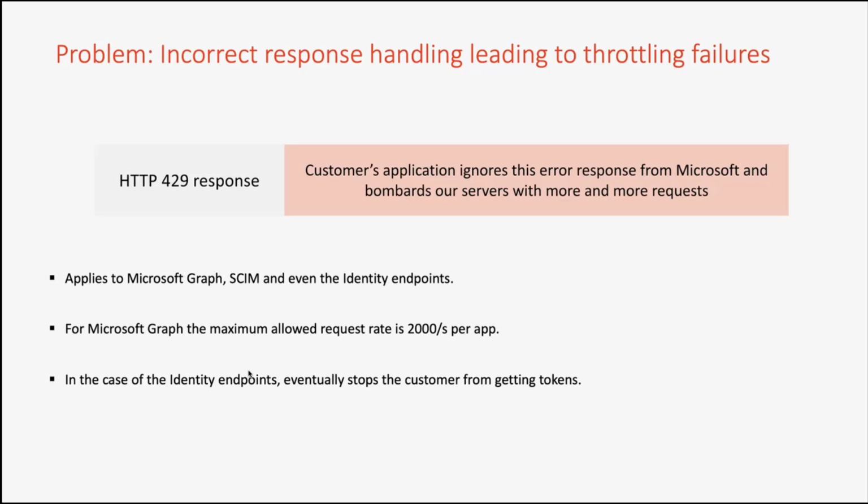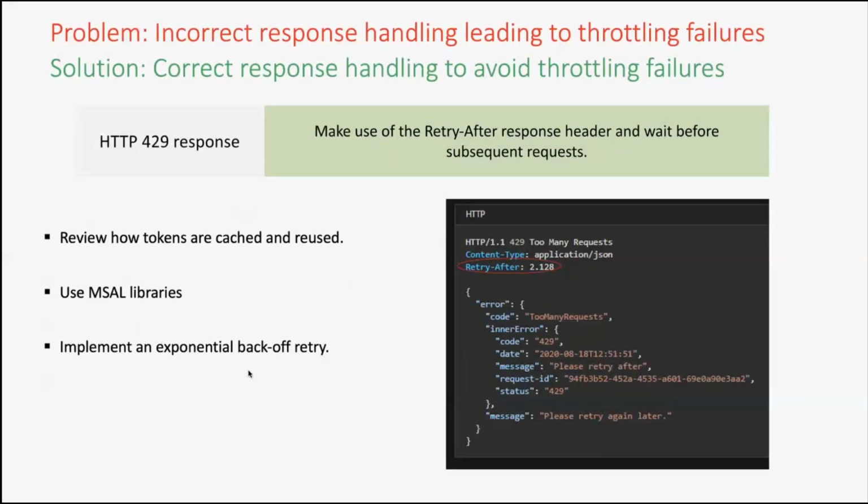So the question is, what is the best way to handle these 429s? Well, it's actually quite simple. When you receive a 429, in the header of the reply, you will see a Retry-After header. Make use of that header. Just wait for the time specified in the Retry-After header and then make a request again. If you don't do that, you're going to get exponentially throttled down. The Retry-After just increases exponentially to protect itself from DDoS attacks.